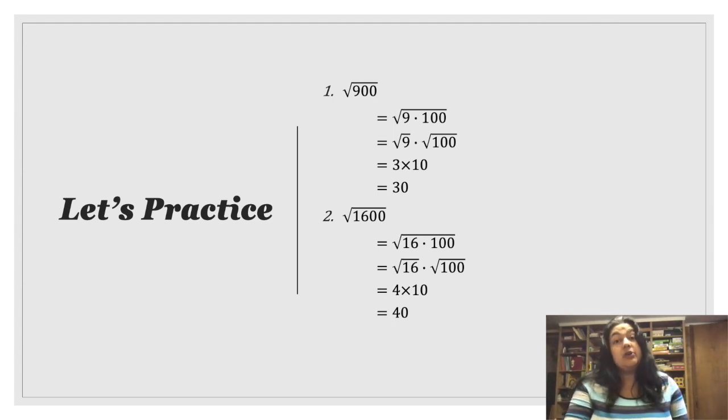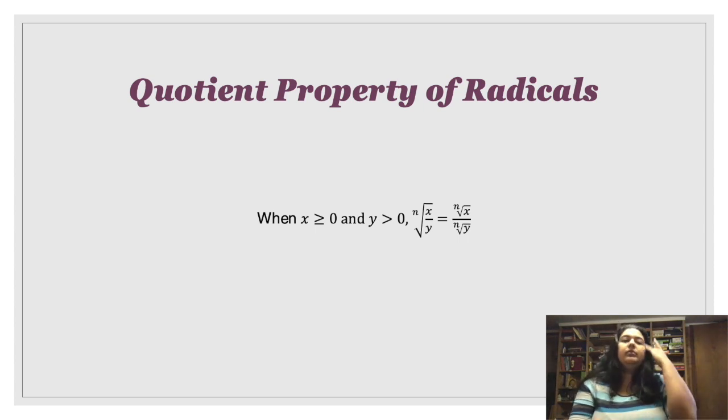Now we're going to look at the quotient property of radicals. So the quotient property of radicals says that if x is greater than or equal to 0 and y is greater than 0, then the nth root of x over y is equal to the nth root of x over the nth root of y. So same basic concept. Basically, if they have the same index and they're under one radical sign, you can split them up, but you've got to keep it in order, right? If x is on top, x needs to stay on top, and then y is on the bottom. And this can only work if y is greater than 0. Not equal to 0, greater than 0.